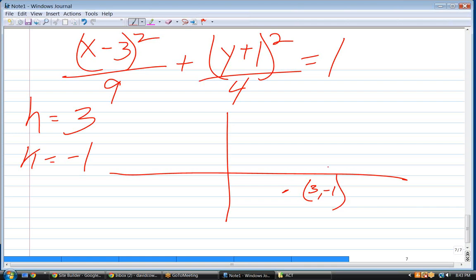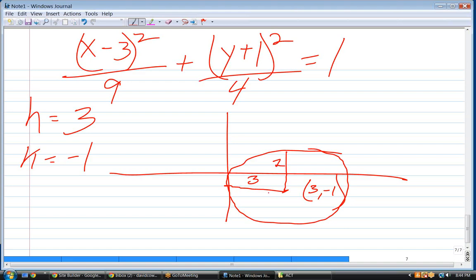Now, I need to know what A and B are. A is the long radius. That's from there to there. What's A? Remember, that's A squared, 9. So A is 3. B, this is B squared, so B is 2. And there's the graph of it. And that's all I need.